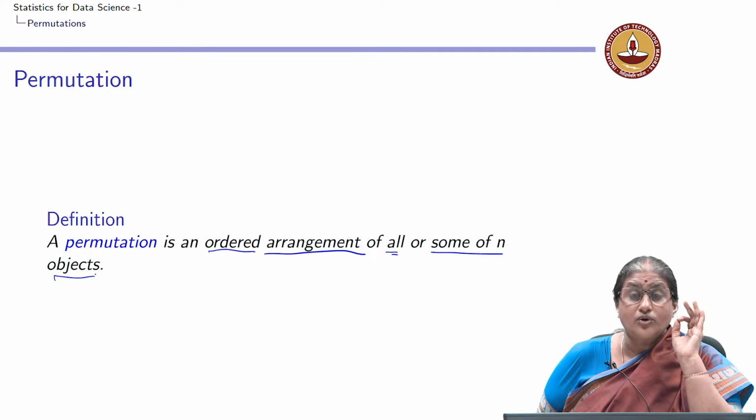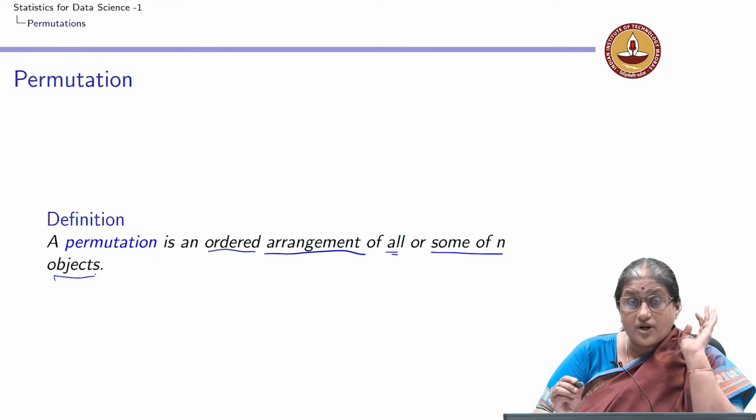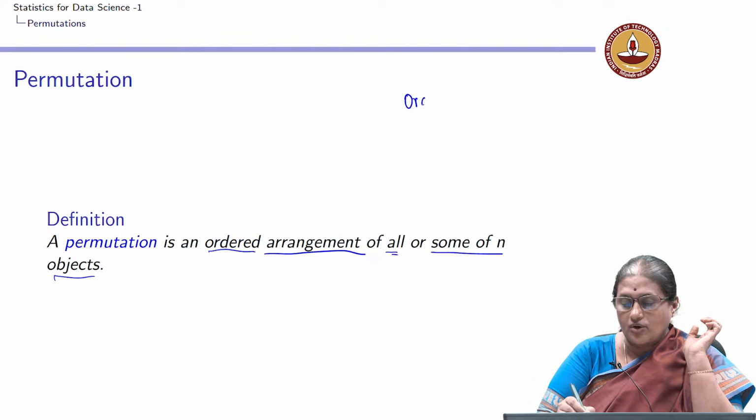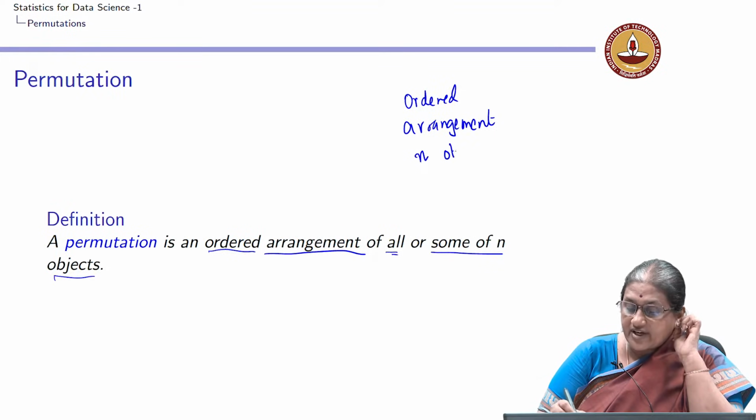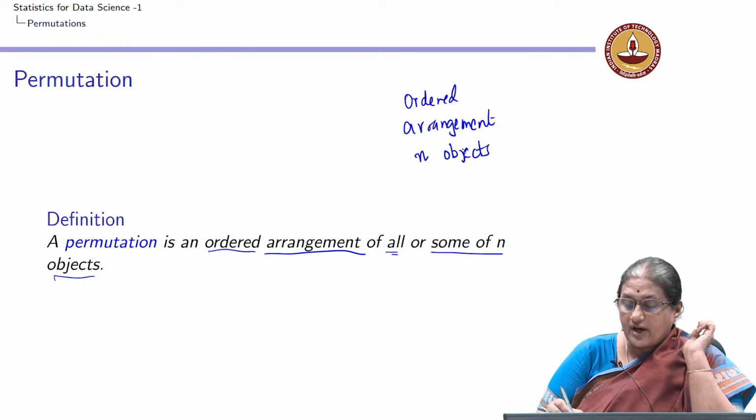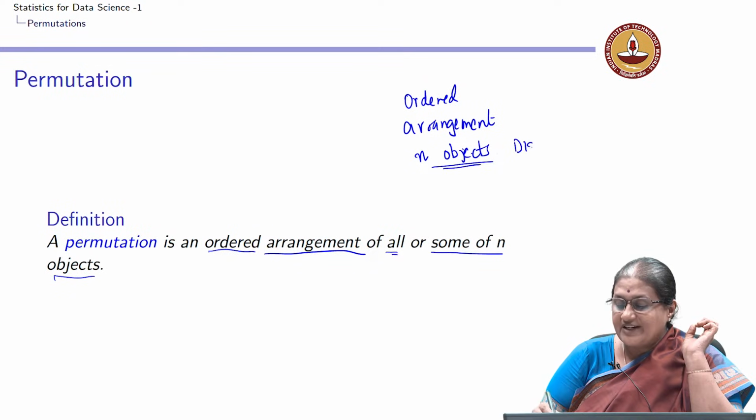I want you all to notice something very carefully. We have qualified this statement with three important words. The first word is ordered, the second is arrangement, and the third is n objects. Now, for now we are going to assume that these n objects are distinct objects.